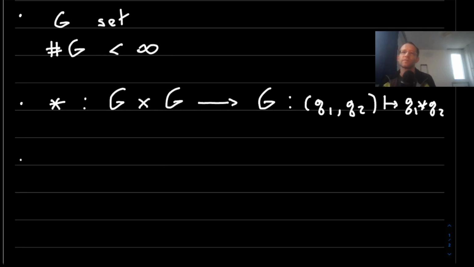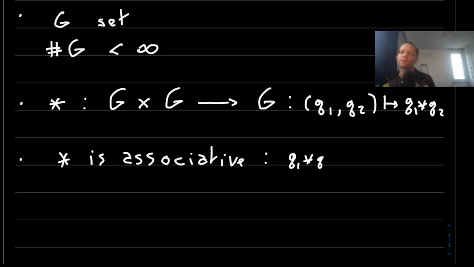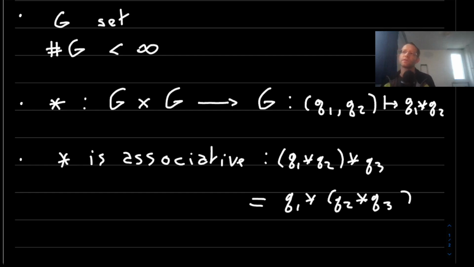Next, you have a number of properties. Star is associative, which means that (G1 star G2) star G3 is equal to G1 star (G2 star G3). So the order of the operation doesn't matter.